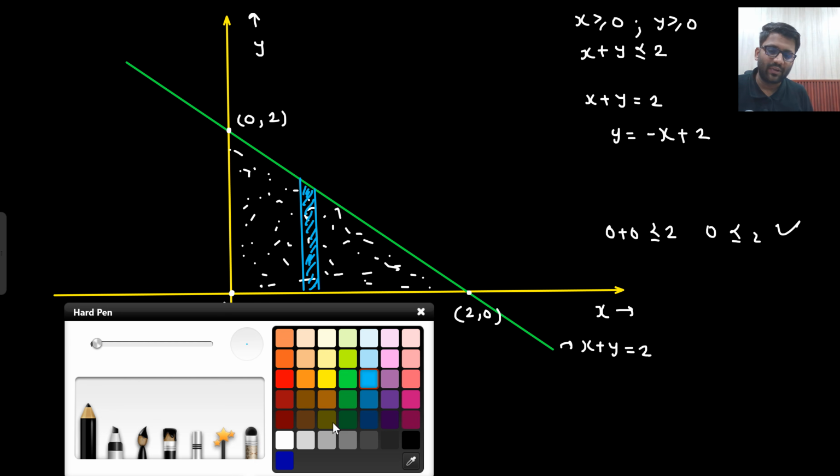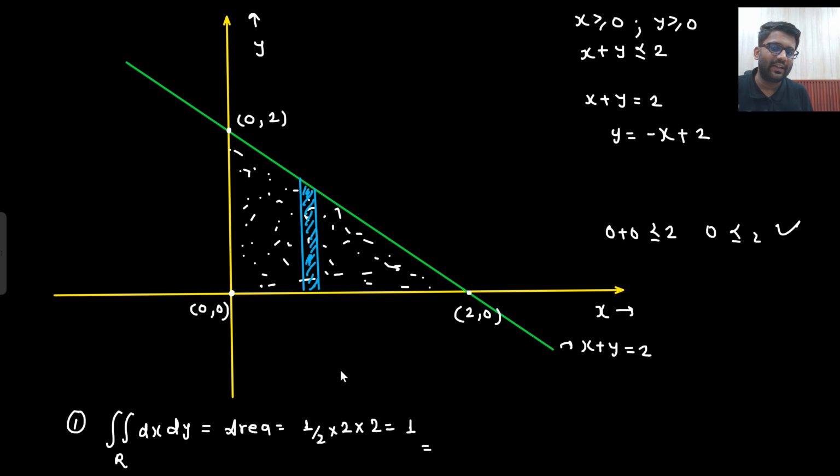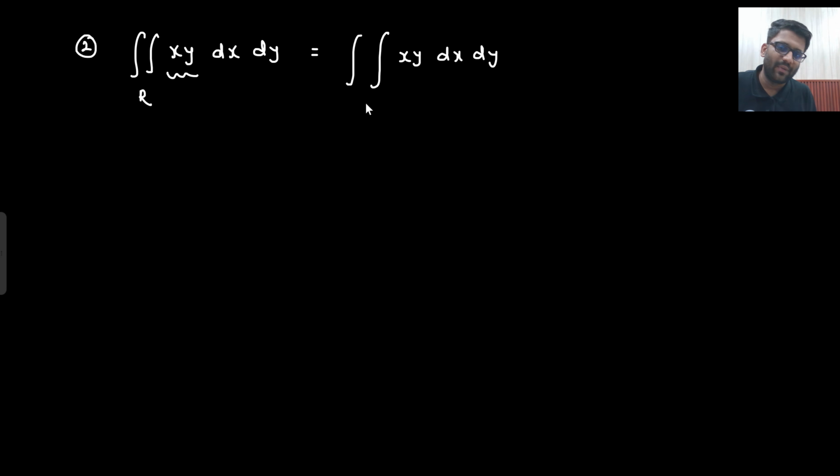Now on this strip, you let me know how will the limit of y go. So here what is the value of y? y equals 0. And here what is the value of y? y is equal to 2 minus x. So limit of y is going from 0 to 2 minus x.